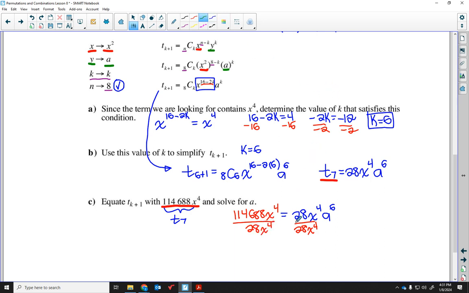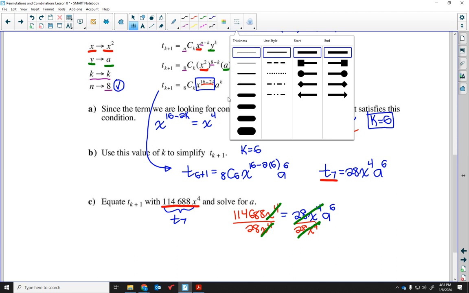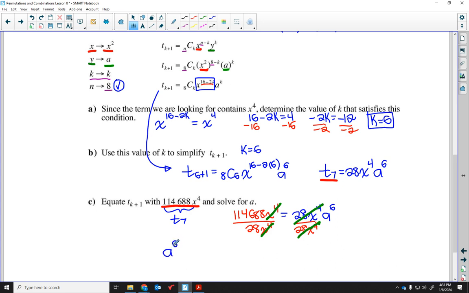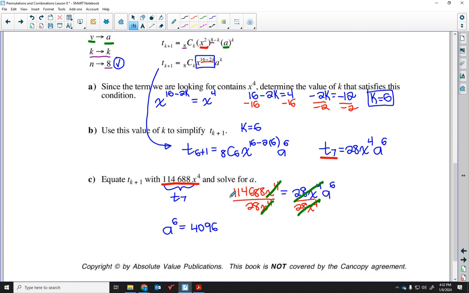And now we'll notice, so this side, this goes away. This side, x to the power of 4 is going to cancel off. And then what I'd be left with, I'll write down the right-hand side of the equation first. We then have a to the power of 6 is equal to, and I believe that number is going to be 4,096. Now, I don't want to know what a to the power of 6 is. I want to know what a is.